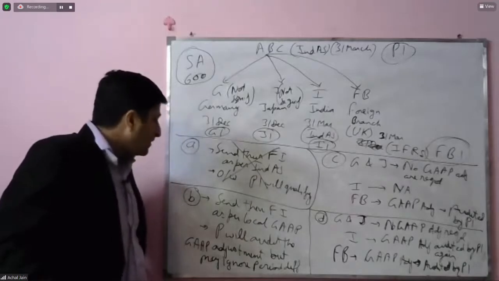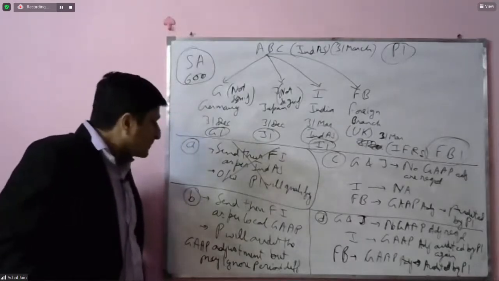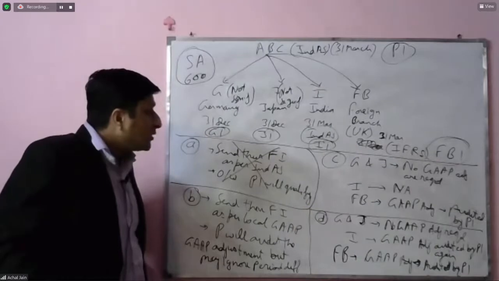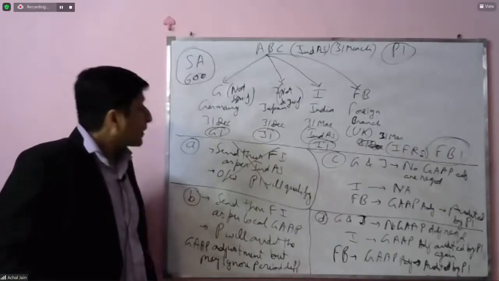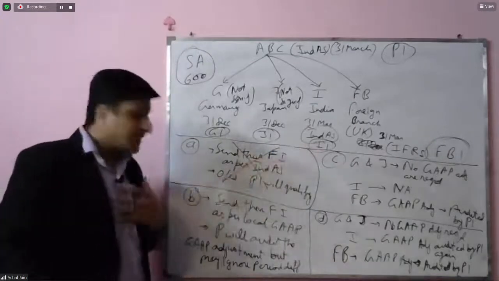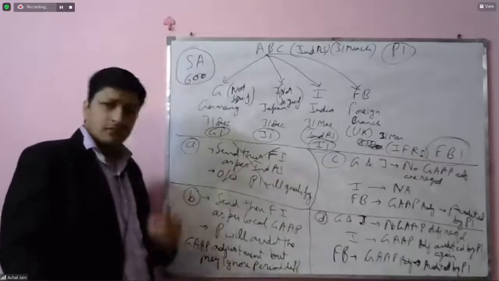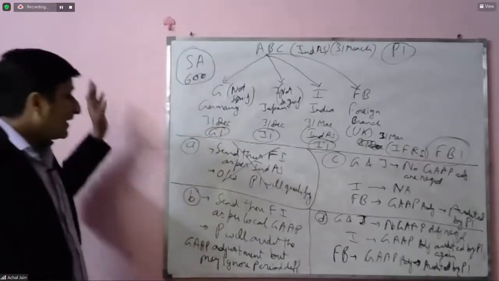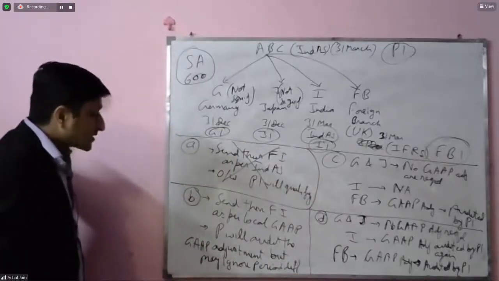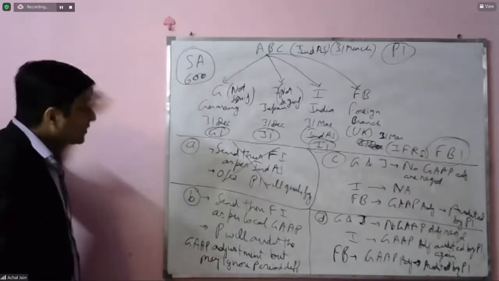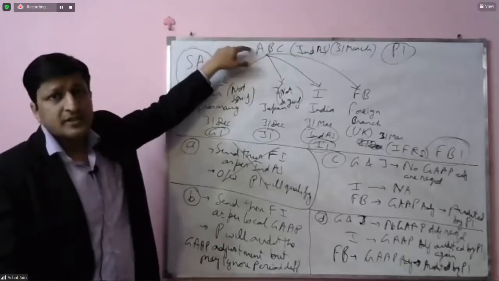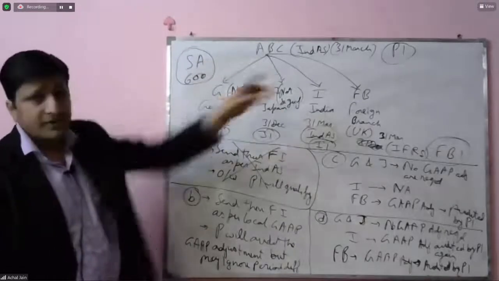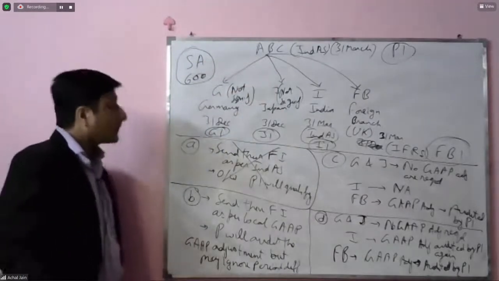Moving on to option number B. It says they need to send their financial statements as per local GAAP, meaning they don't need to make the adjustments. At least this part seems to be okay. P will audit the GAAP adjustments, which is again okay. Why? Because the parent will make those adjustments in the consolidated financial statements. So P1 will have to audit.